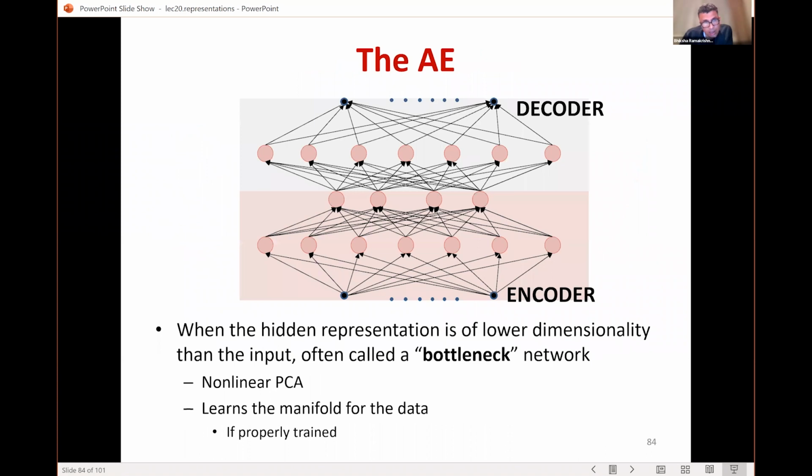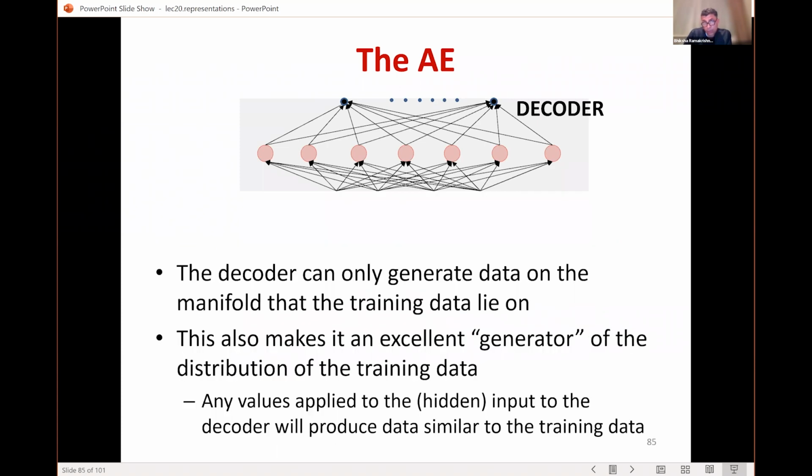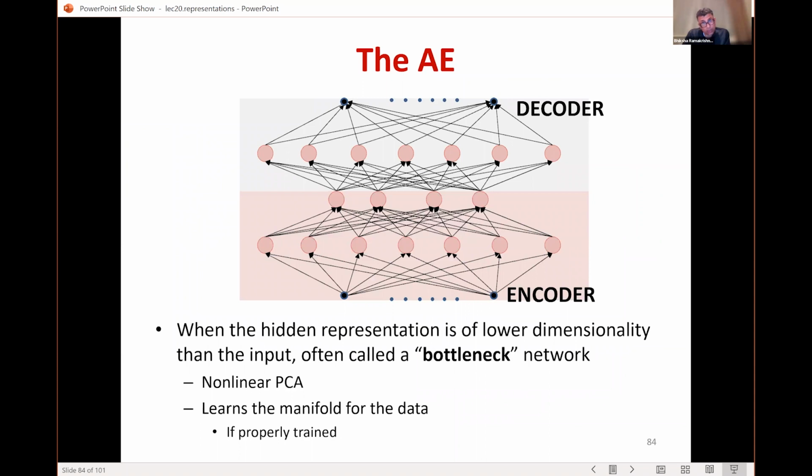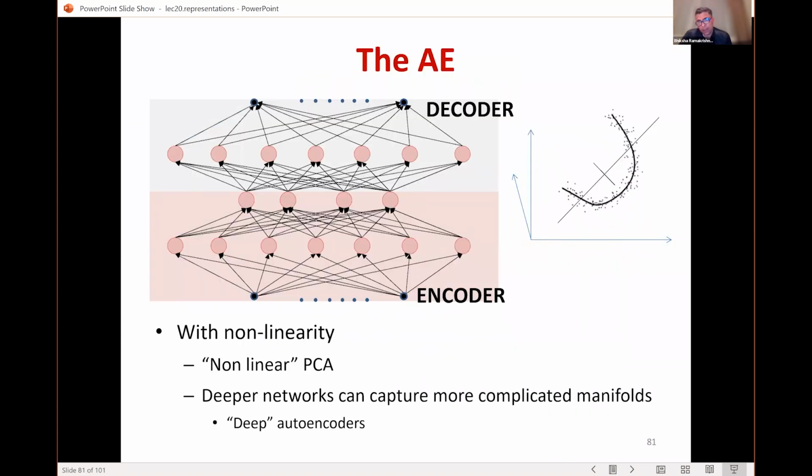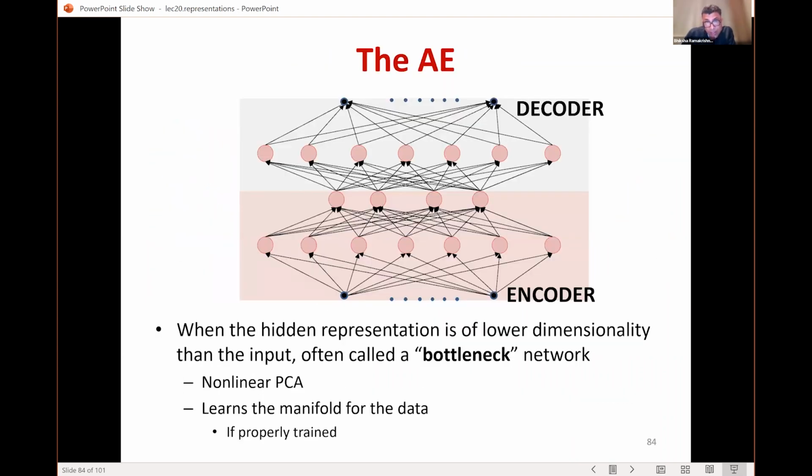So what does that mean? When the hidden representation is of lower dimensionality than the input, we'll often call this a bottleneck network. It's a nonlinear PCA. It learns the manifold for the data if properly trained. So if I train this network on lots and lots of data from a specific source, it turns out that in the real world, data doesn't lie scattered all over the space. When you take any particular source of data of a specific kind, the fact that data are structured means that most of the data lie very close to some non-linear manifold. And so when you train, the network actually learns the manifold that the data lies on.